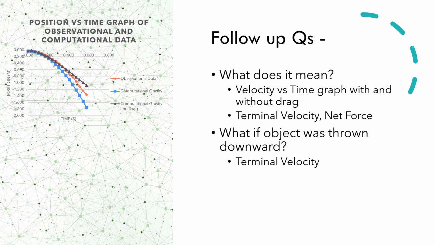Now, what if the object was thrown downward, and how would the terminal velocity be impacted by this? There would be no impact on the terminal velocity, as the initial force is no longer acting on the object as it is falling in the air. Therefore, the net force is still only impacted by the drag and gravity force. The only thing that would change is the initial velocity, which doesn't determine terminal velocity.